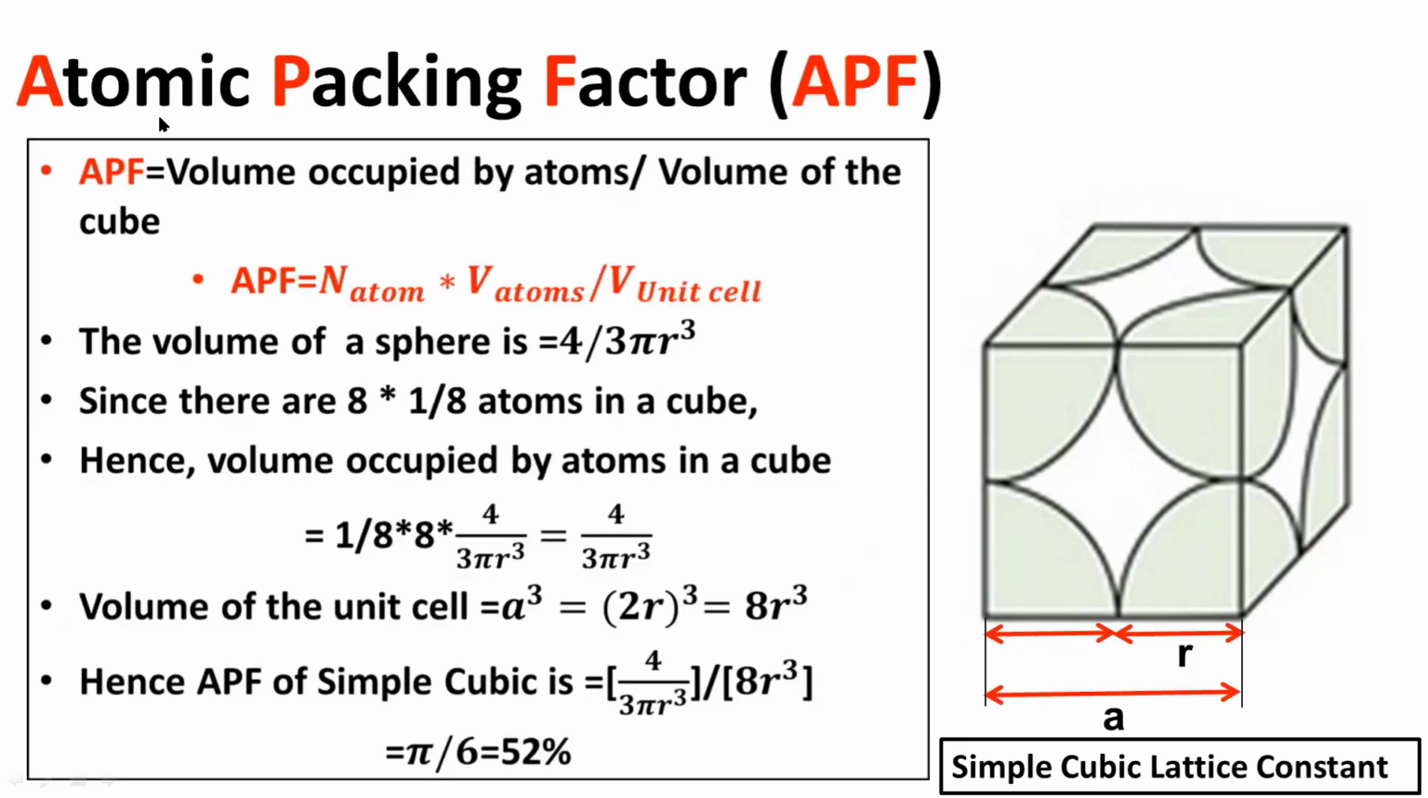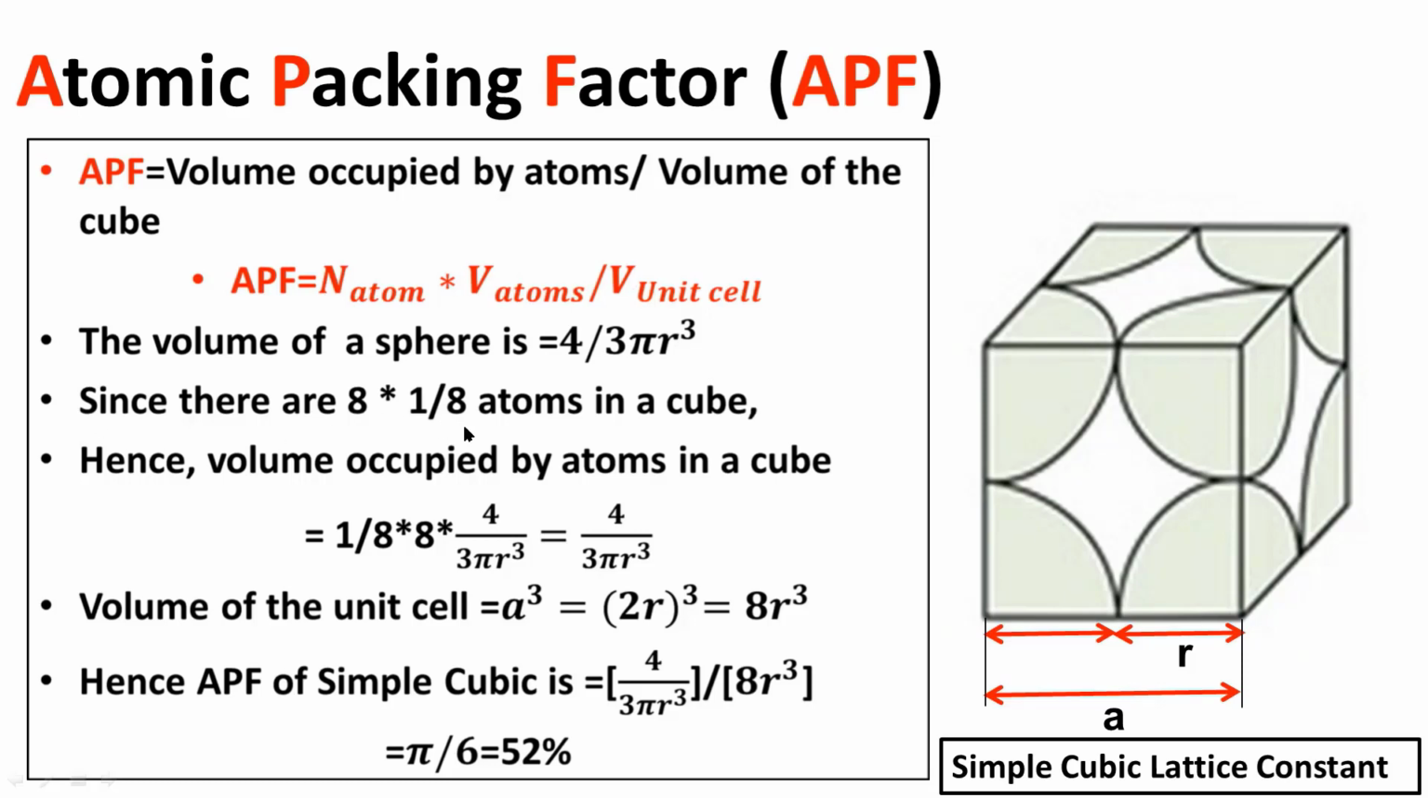Now I describe a parameter called atomic packing factor, in short APF. This indicates the density of atoms within a crystal. APF is defined as volume occupied by atoms divided by volume of the cube, in the sense how much volume is occupied by atoms in the cube divided by volume of the total cube. In other words, APF is equal to the number of atoms within the cube times the volume of each atom, divided by the volume of the total unit cell. The volume of a sphere is equal to 4/3 pi r cubed.